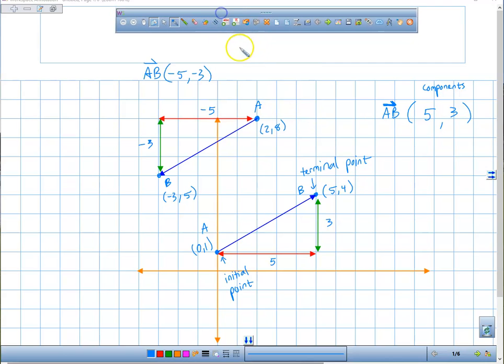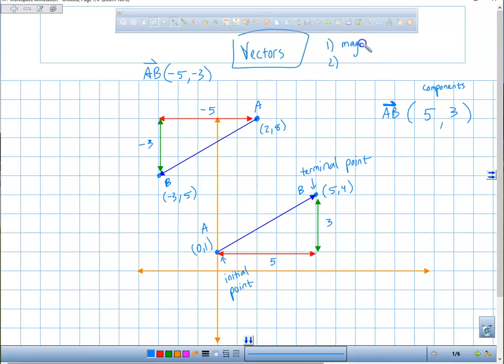All right, today we're going to be talking about vectors. And vectors have two important qualities. One, they both have a magnitude and they have direction.